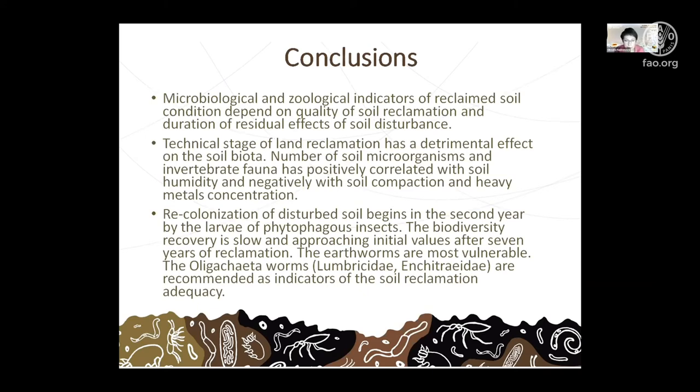heavy metal concentration. Recolonization of disturbed soil begins in the second year by the larvae of phytophagous insects. The biodiversity recovery is slow, approaching initial values after 7 years of reclamation. The earthworms are the most vulnerable. The oligochaete worms, lumbricids and enchytraeids, are recommended as indicators of soil reclamation adequacy.